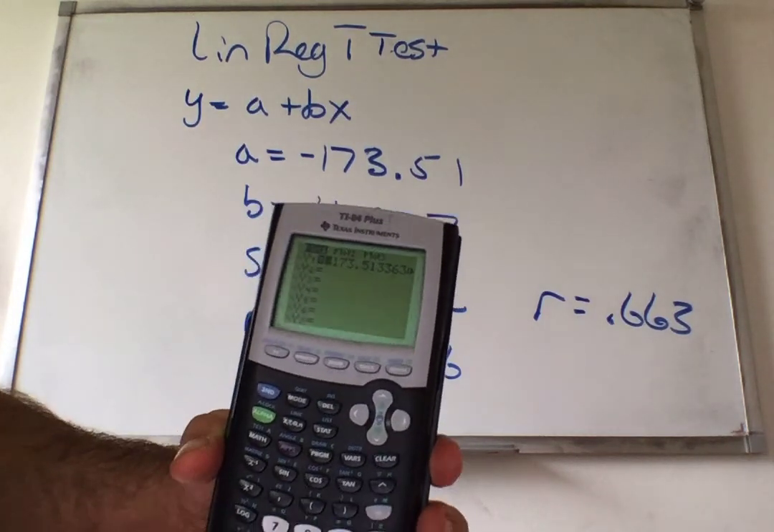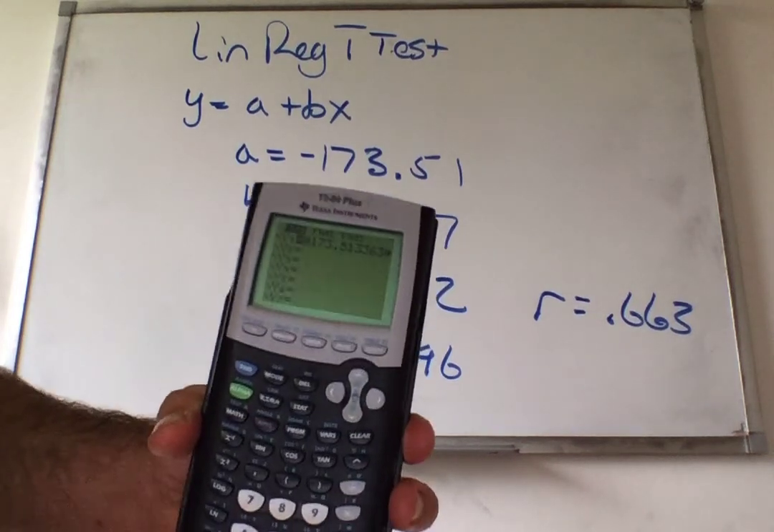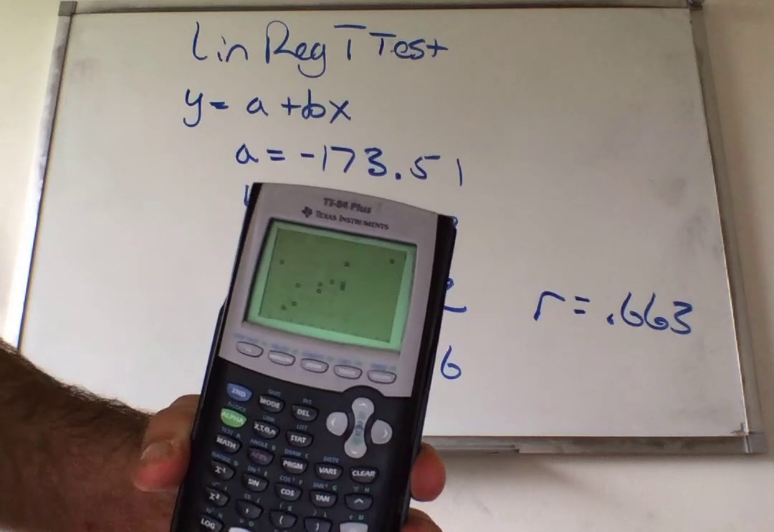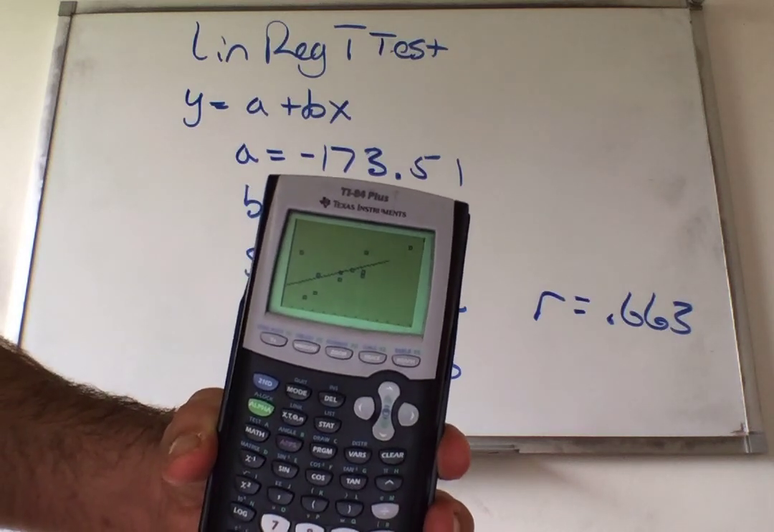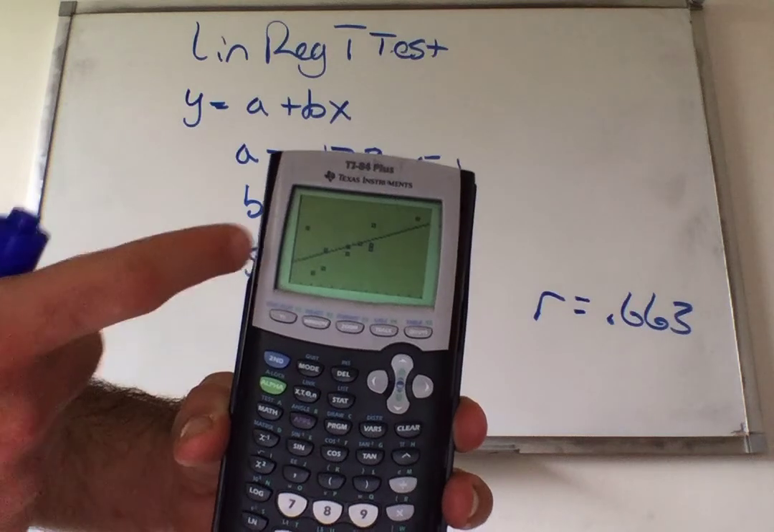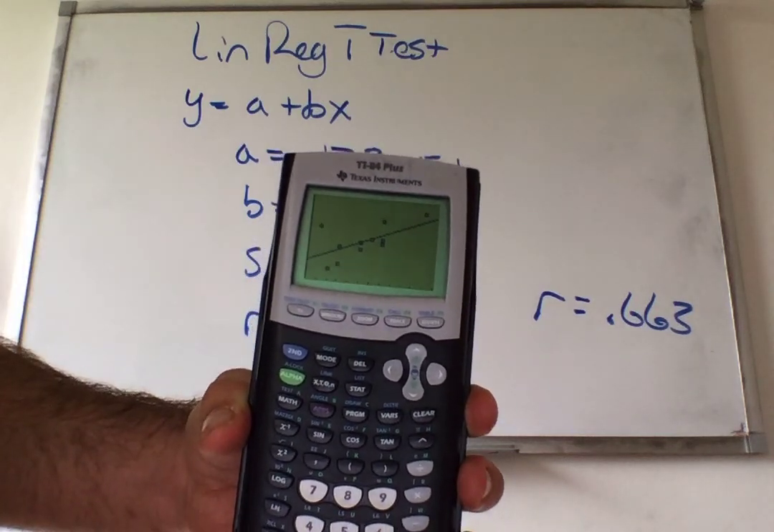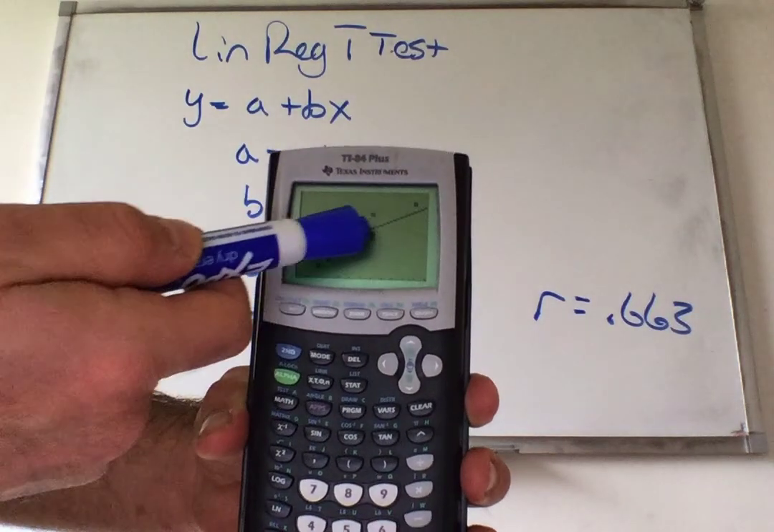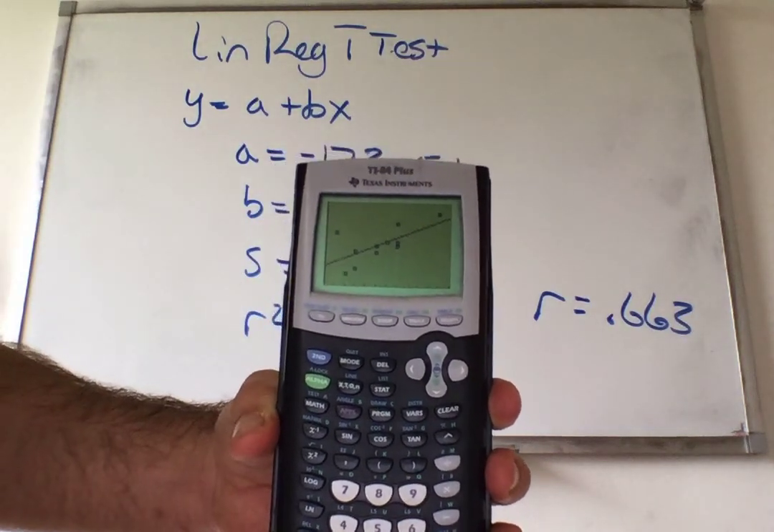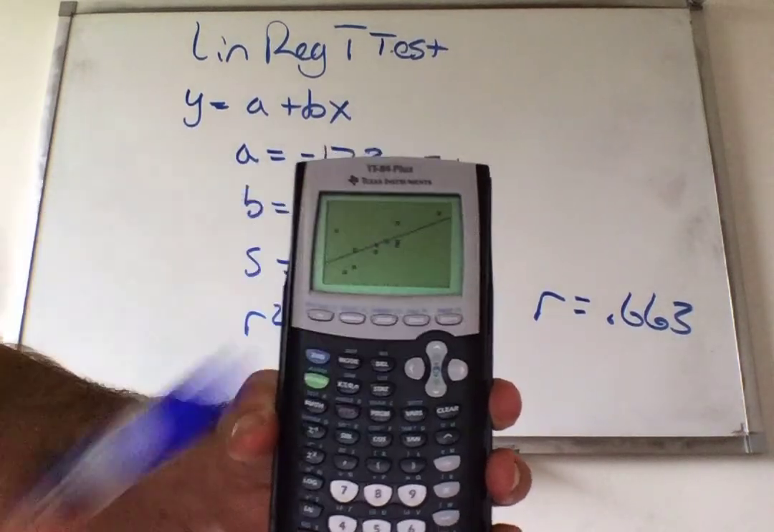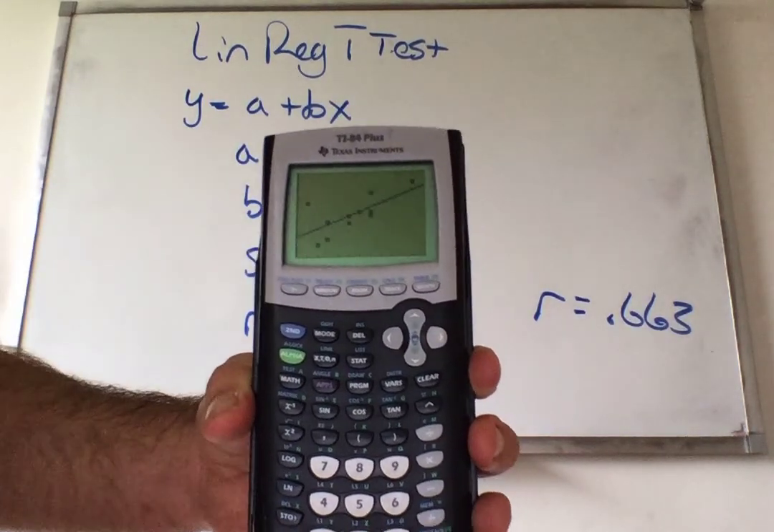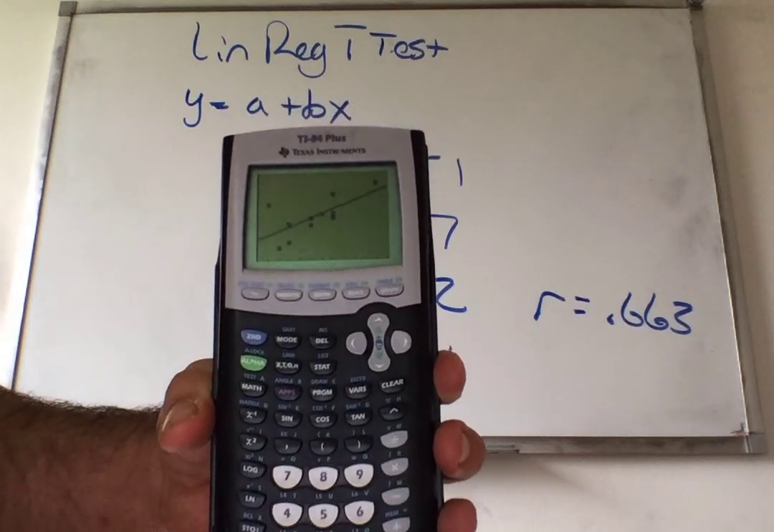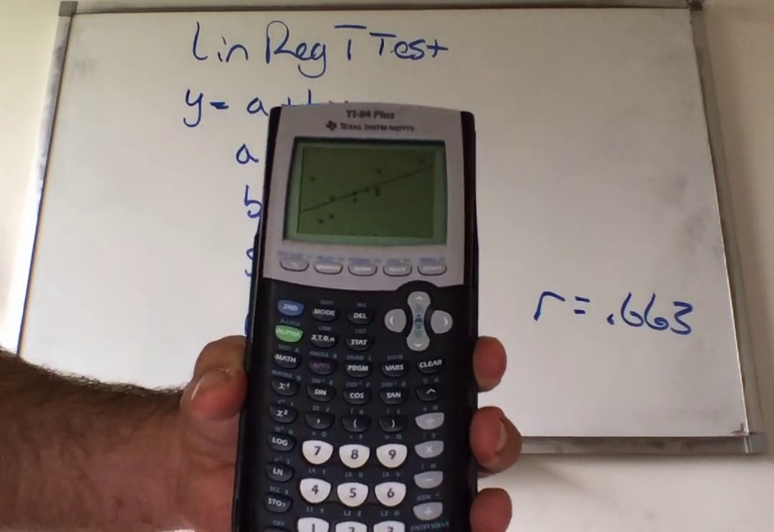So we already had scatter plots stored as the kind of graph we wanted. If we hit zoom, then number 9, it'll draw the scatter plot and the linear regression equation for us. As you can see, it looks like a good fit. There are a lot of points scattered near the line. There are some points scattered off the line, but this is the line that best fits the data. It's as close to every point as it can be at one time.